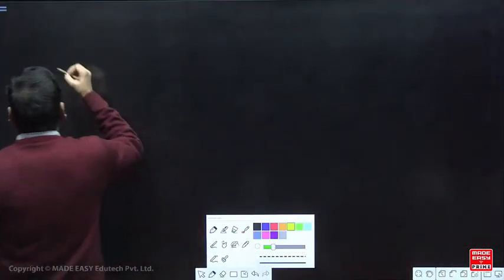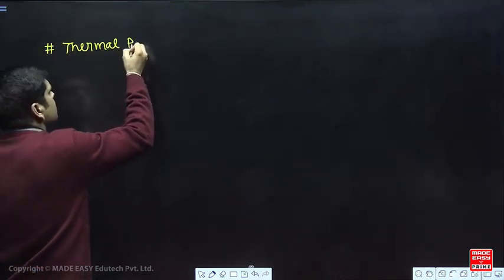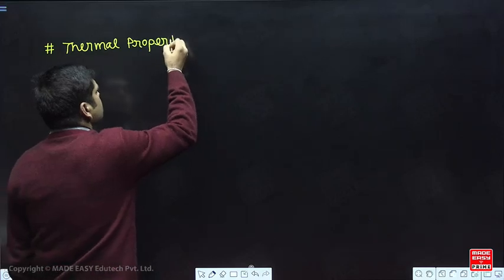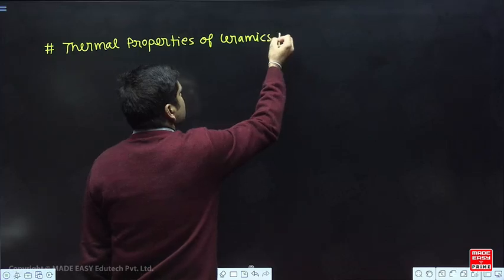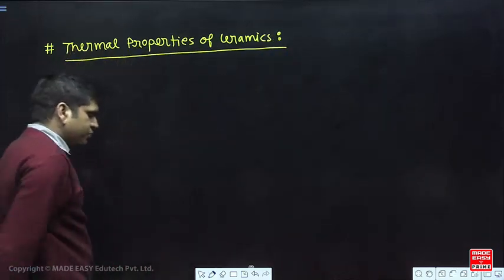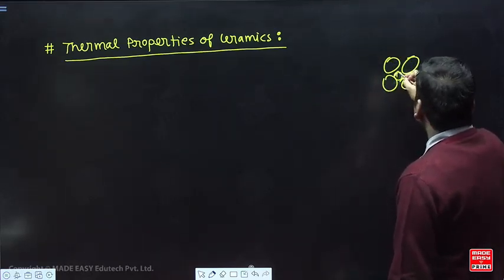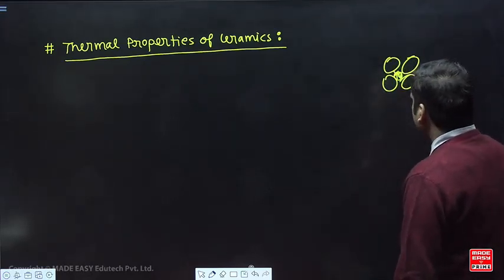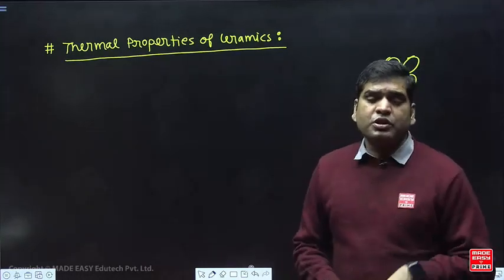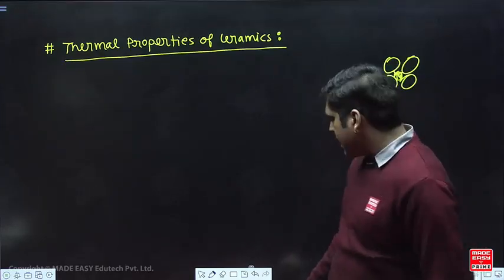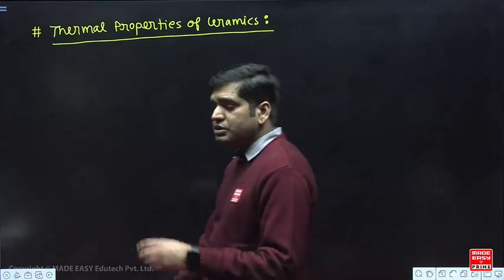Next are the thermal properties of ceramics. Since these are ionic materials, you do not have free electrons, and they are very densely packed. Between four anions, there is a small interstitial position that is also packed with a cation. So there is very little possibility of atomic vibration, and they do not have free electrons. So these are excellent thermal insulators.